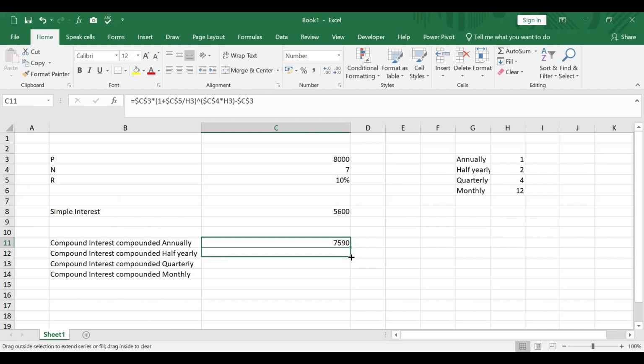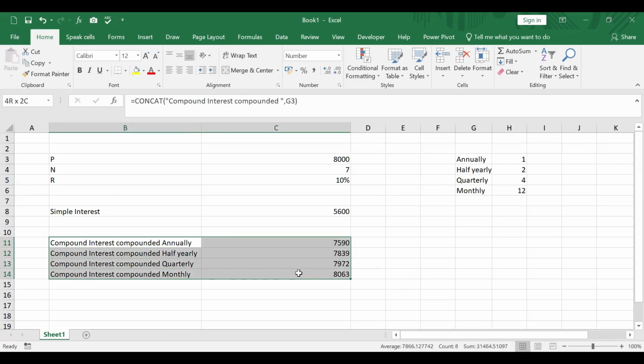Now when I drag this down, I get for half yearly, quarterly, and monthly. So with one formula, just because we have done it here, this heading is automatically taken care of. And now the requirement is to make a graph of this one.